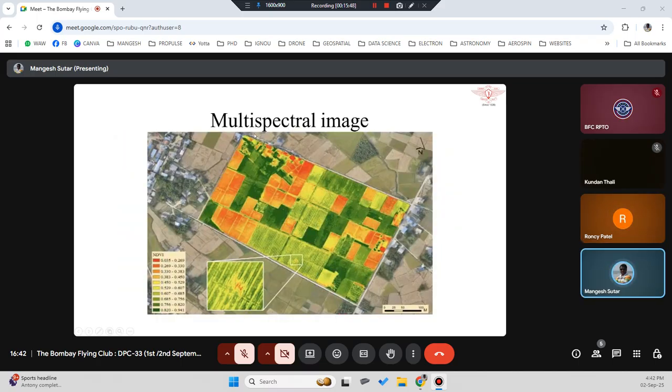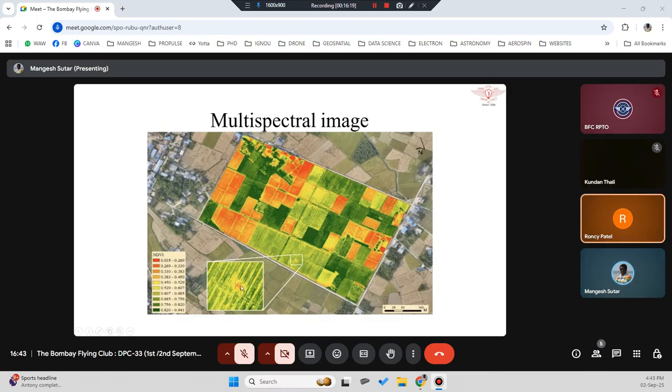Then you can see multispectral images. Apart from the center part, you can see the normal image of the crops or the fields. But when you get the image in multispectral, you will find out where the crop is grown, where the crop is not grown, or where the land is just lying as barren land. In this particular small farm field, they have estimated and found that there is some area in between where the crop is not grown properly or there is some issue happening.